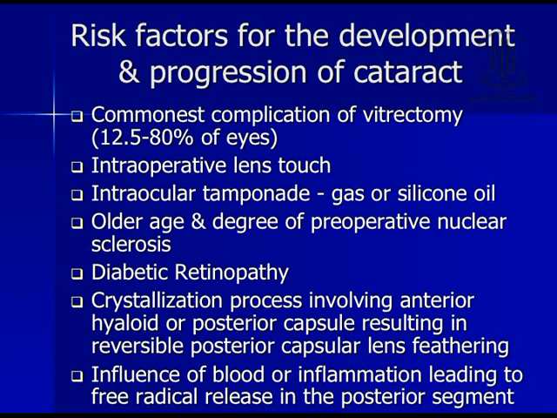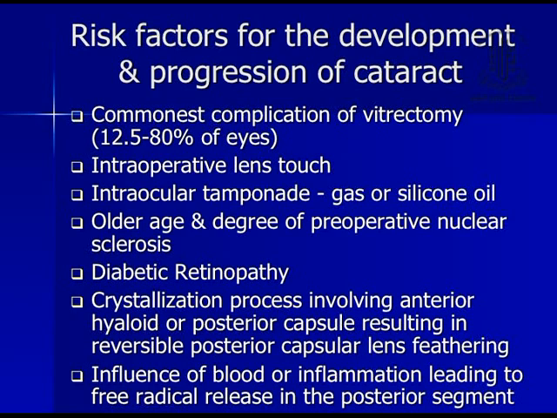The commonest complication of pars plana vitrectomy is cataract, and the commonest cause for this is intraoperative lens touch by instruments during pars plana vitrectomy. The second common cause is intraocular tamponade, whether gas or silicone oil, which produces cataract. Other factors are older age and diabetic retinopathy. There is usually a feathering of the posterior lens capsule, which is seen after pars plana vitrectomy, but this is a reversible process.